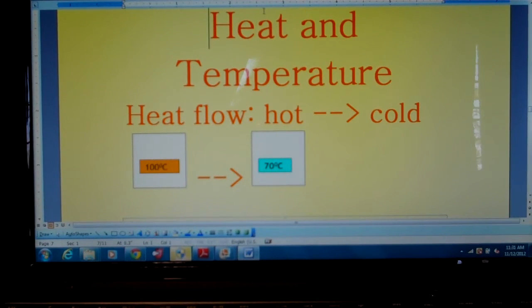Review a little bit about heat and temperature. First, we're going to take a look at heat flow. Usually we have particles go from hot to cold. So if you have something that's 100 degrees, like a bar of metal, and you put it in water that's 70 degrees, the metal is going to give heat to the water. So heat will go from the hot to the cold.